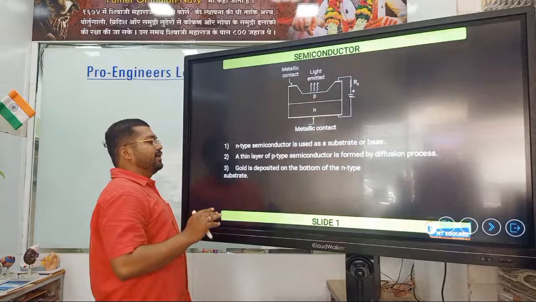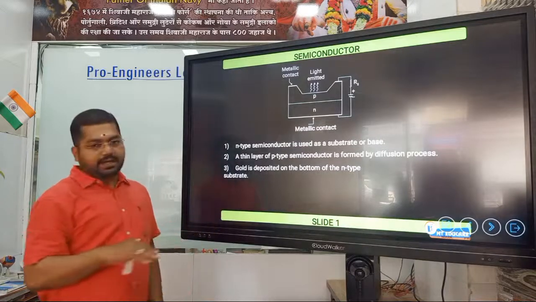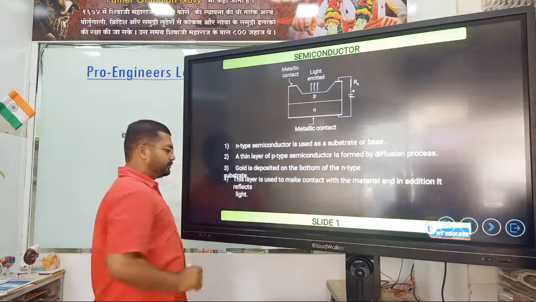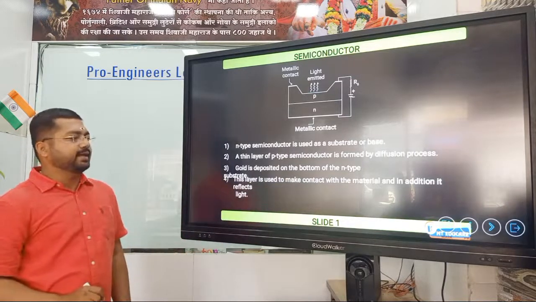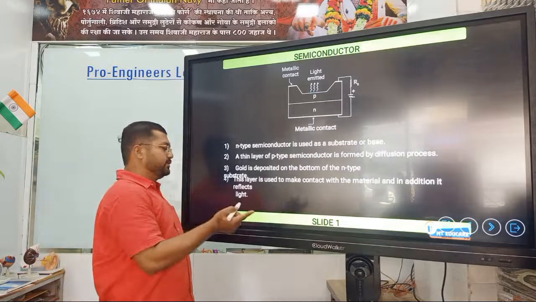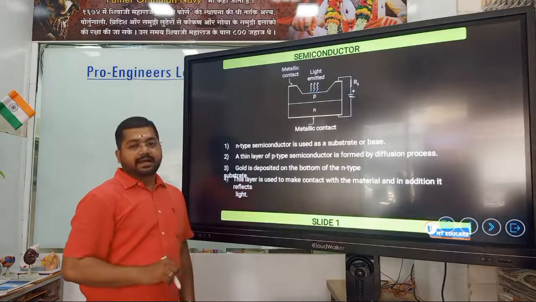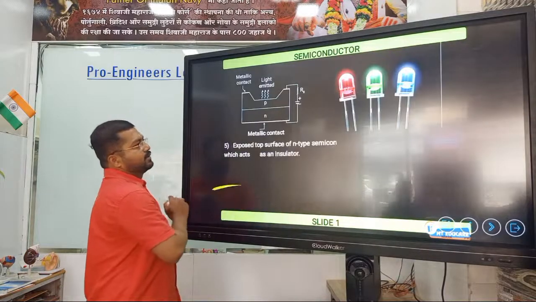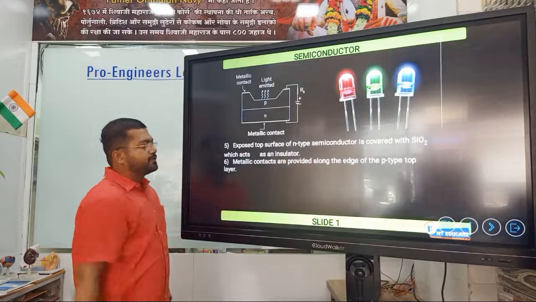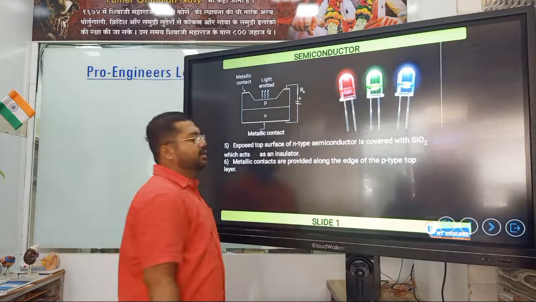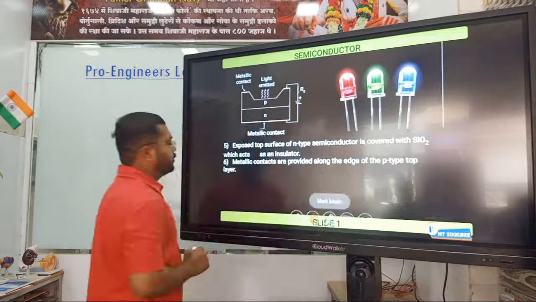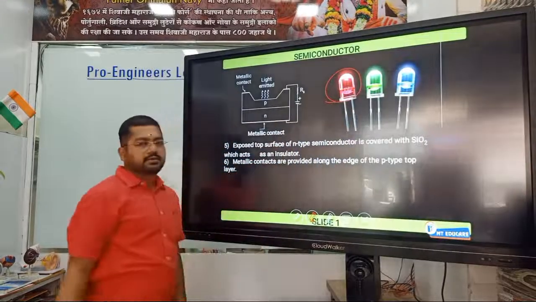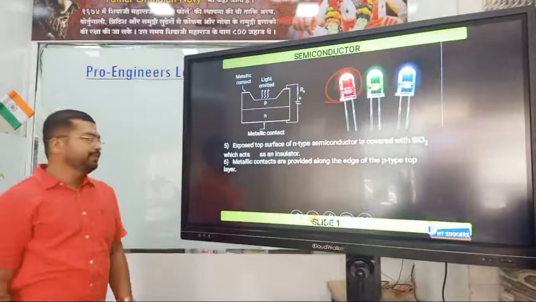Gold is deposited on the bottom of the N-type substrate. At the bottom, what is deposited? Gold. This layer is used to make contact with the material, and in addition, it reflects light. So, the exposed top surface of the N-type semiconductor is covered with SiO2, which acts as an insulator. So, whatever we are observing over here is SiO2.